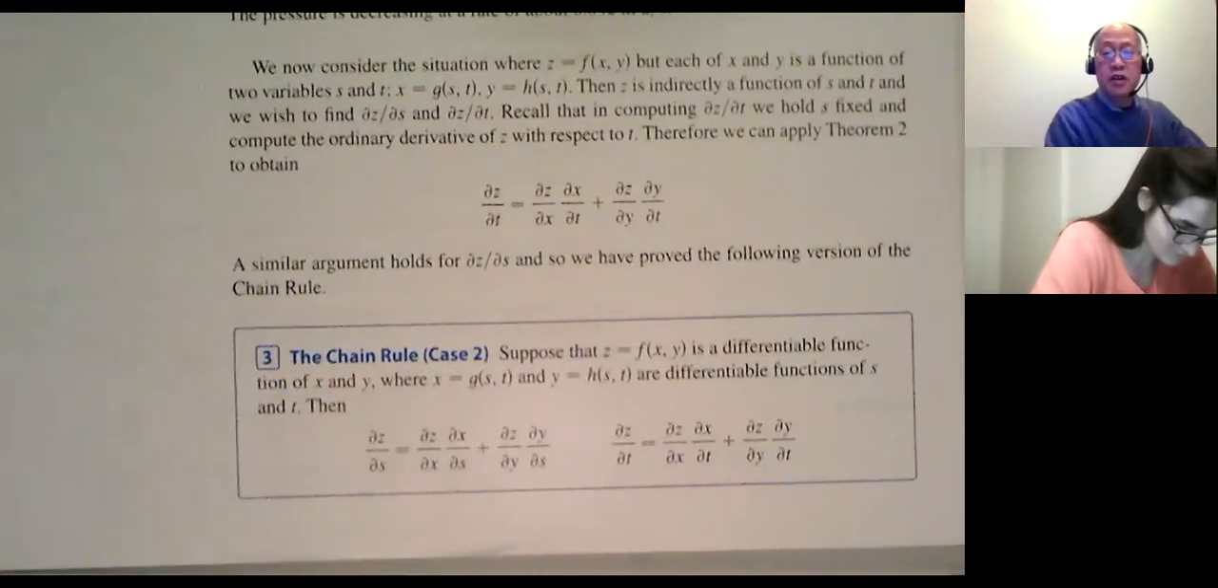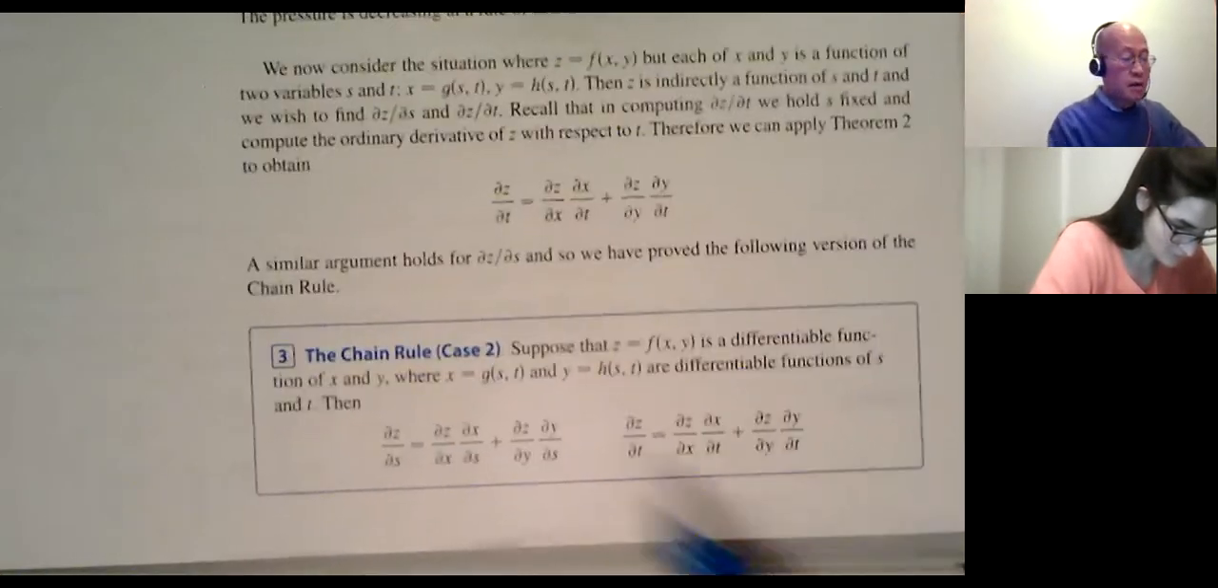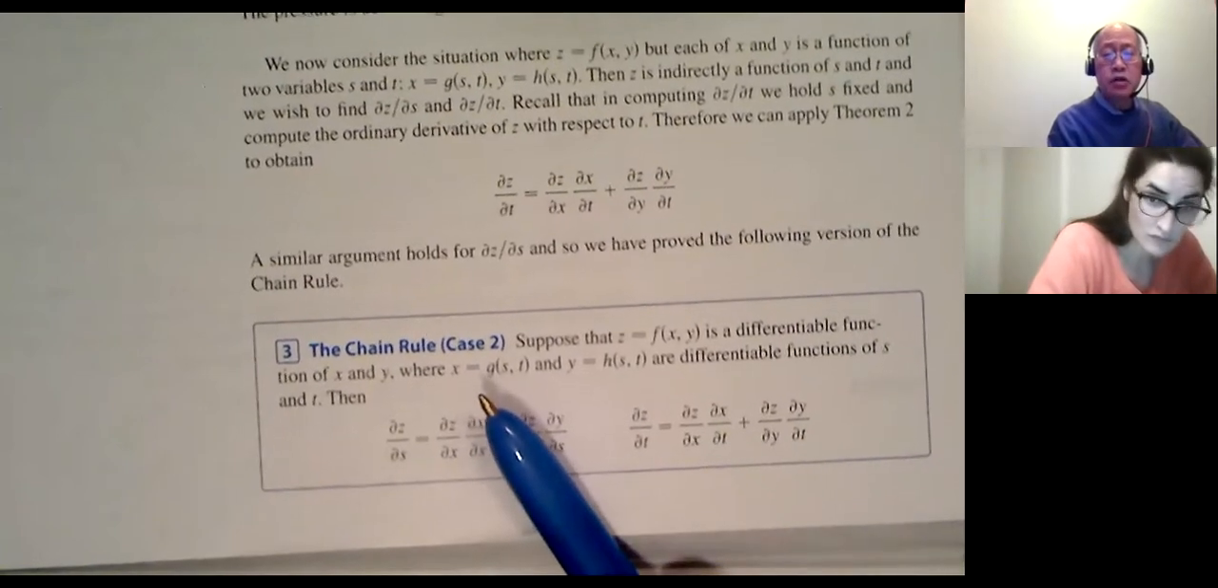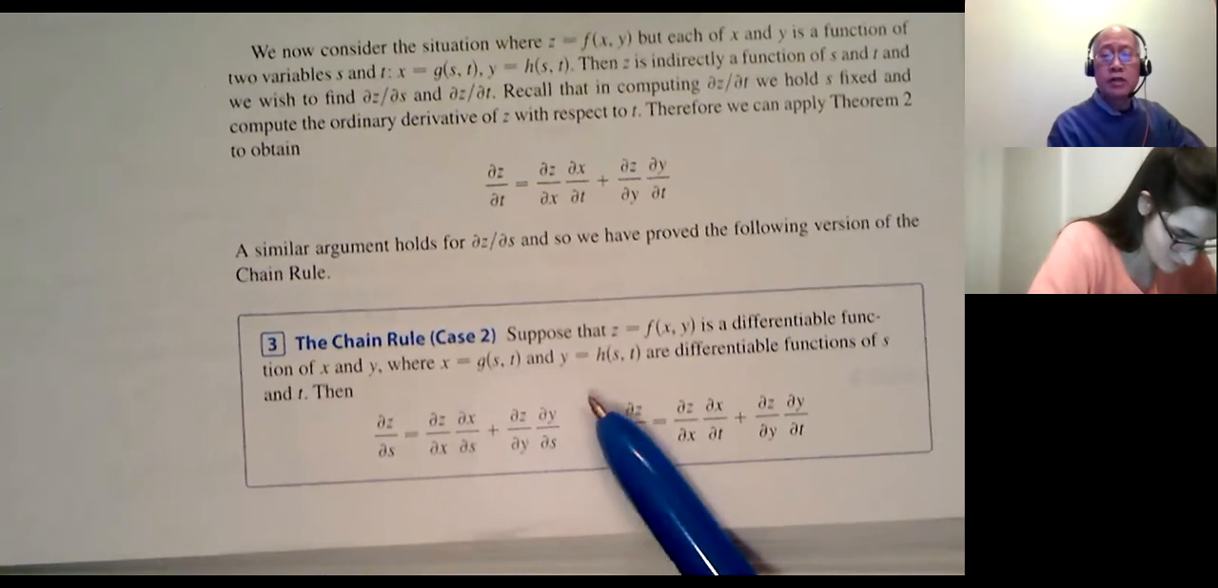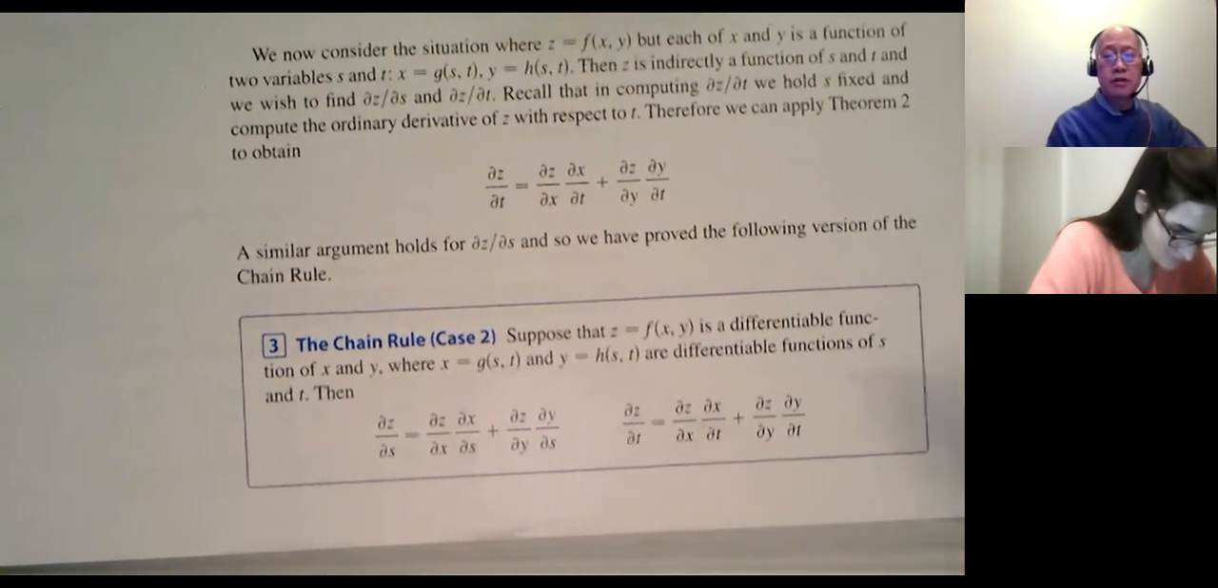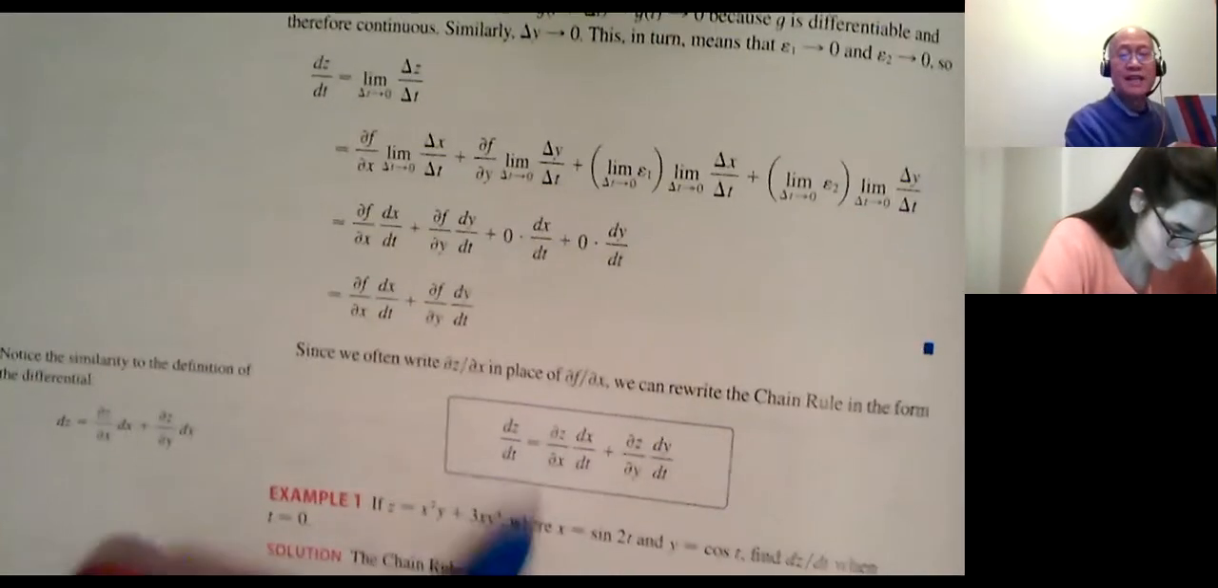So z is a function of x and y, but x is also a function of two variables. Here they call it s and t. Y is also a function of two variables, s and t. So since everything here is multivariable, you don't write any d's.